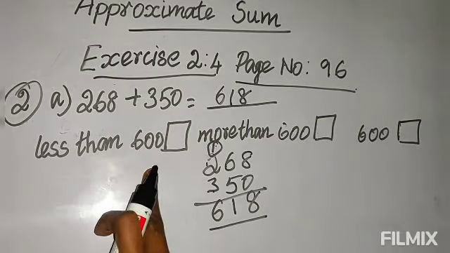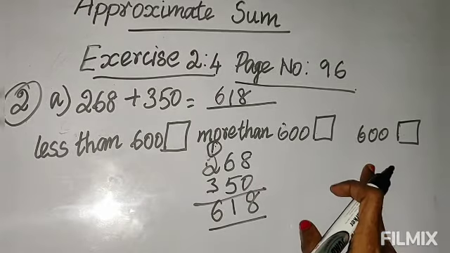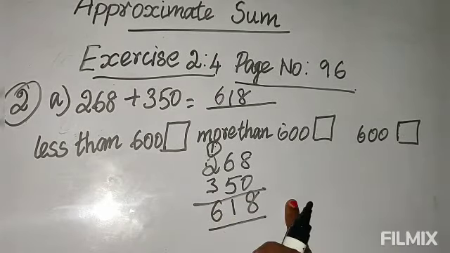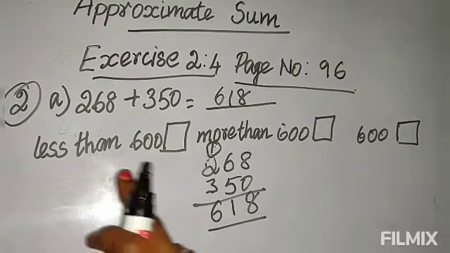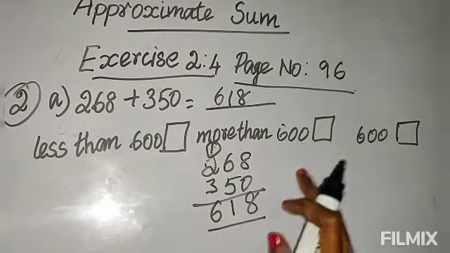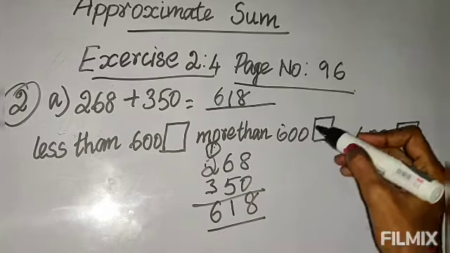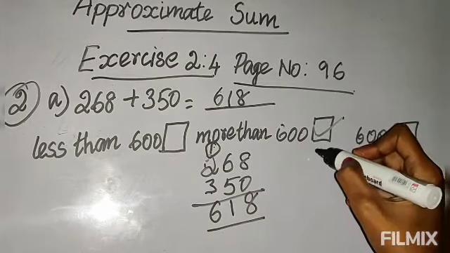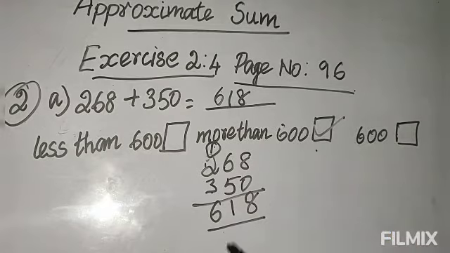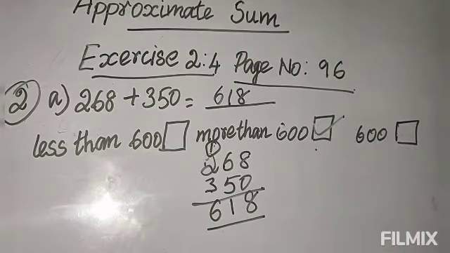Now you have to find the approximate sum. Just see here: less than 600, more than 600, and 600. Now the answer is 618. Is it less than 600, more than 600, or 600? It is more than 600, so that is the correct answer. You have to tick the answer here. Okay, I think you have understood. This is the way you have to do that sum.